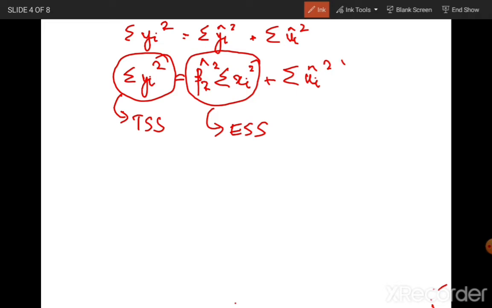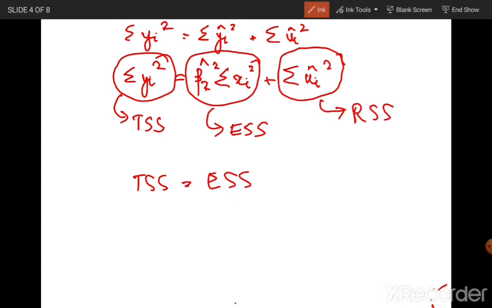And what remains is the residual sum of squares, which is the portion of the variations in observed yi which is not being explained by variations in independent variable xi. It is from here that we say that TSS is equal to ESS plus RSS.